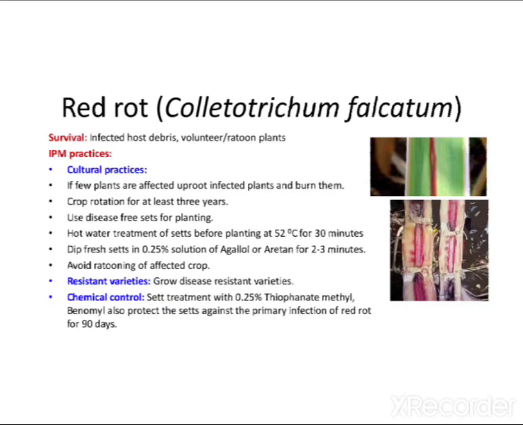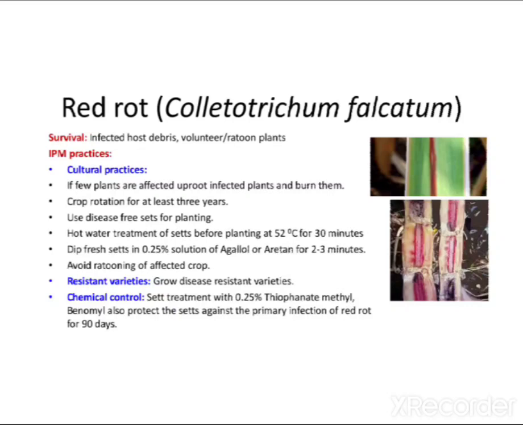It is basically caused by Colletotrichum falcatum. This is the scientific name of the pathogen, and the pathogen survives in the infected host debris and volunteer or ratoon plants. So the plant can be easily diagnosed with the disease where the leaf can be seen having a red center, and when you split open the canes, you can see that the vascular tissues are also red in color. So this is the symptom. So these are very easy and distinct ways of identifying this disease.